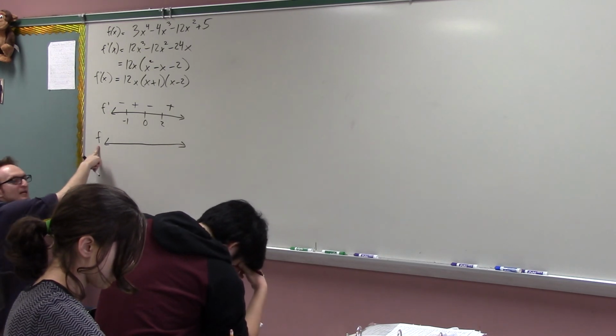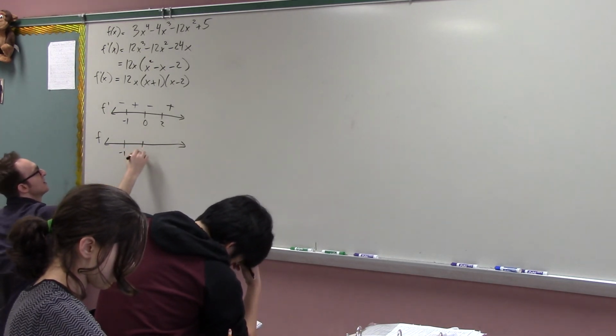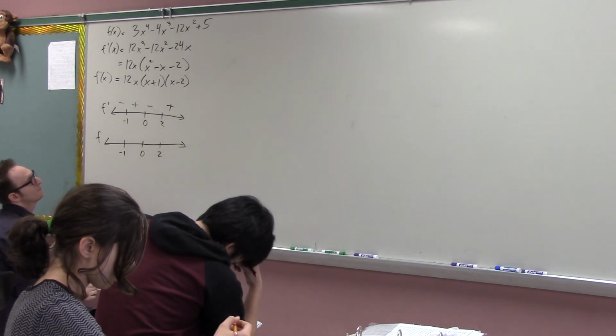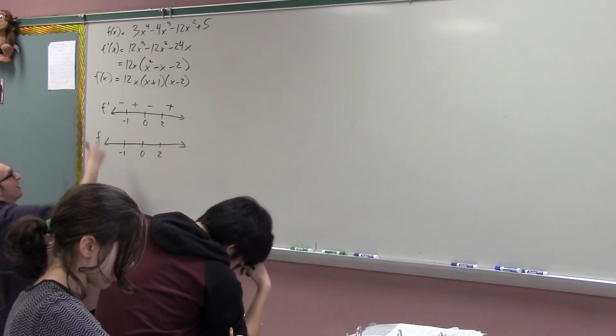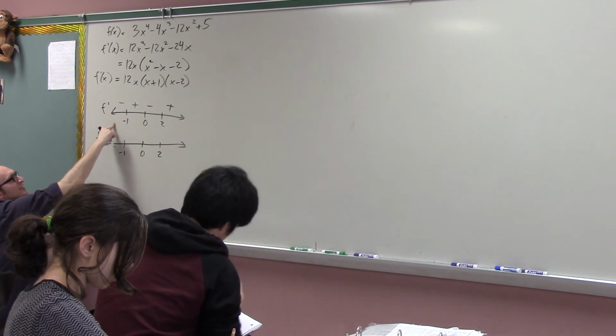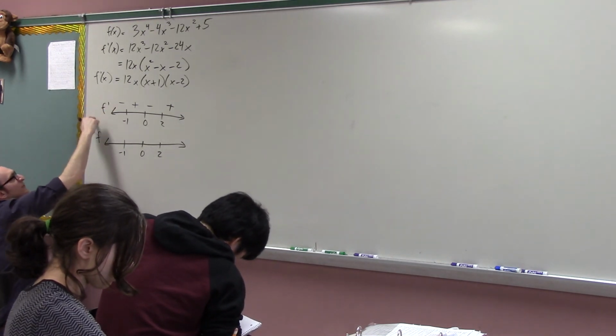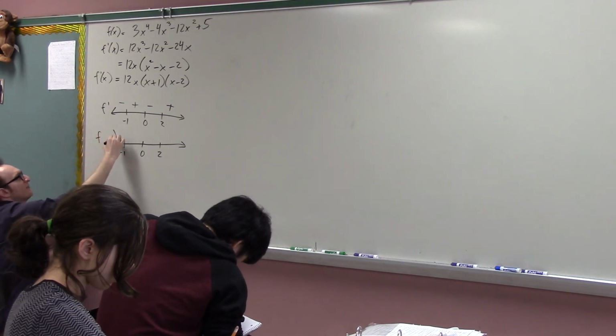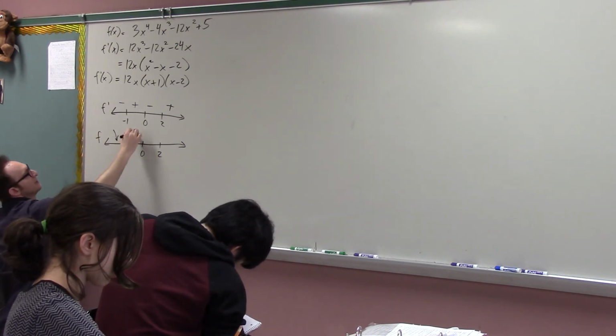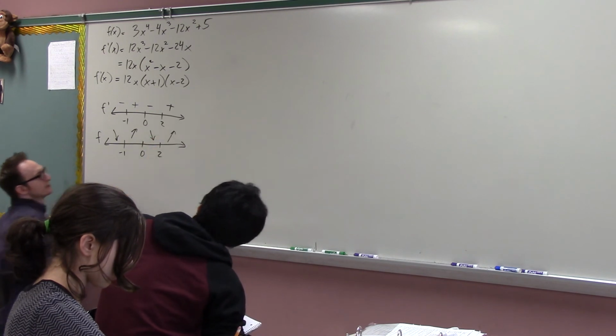We can make ourselves a parallel number line for f, and since the derivative is negative on the interval from negative infinity to negative 1, that means that the function is decreasing, and then increasing, and then decreasing, and then increasing. Cool?